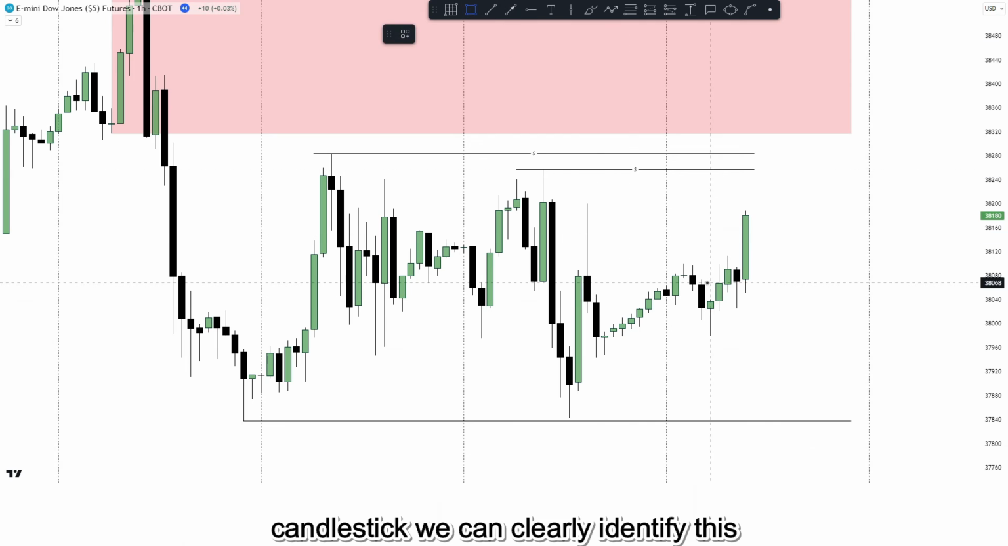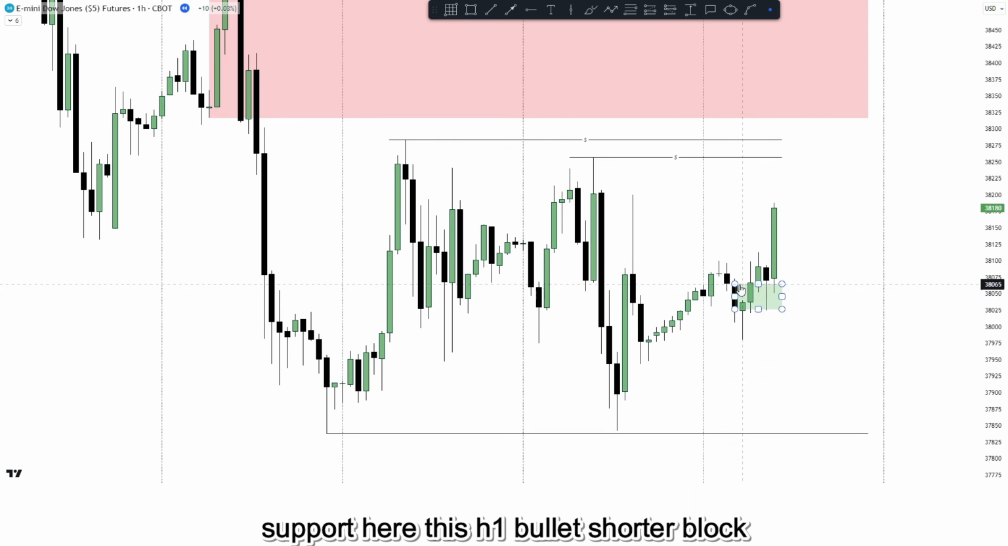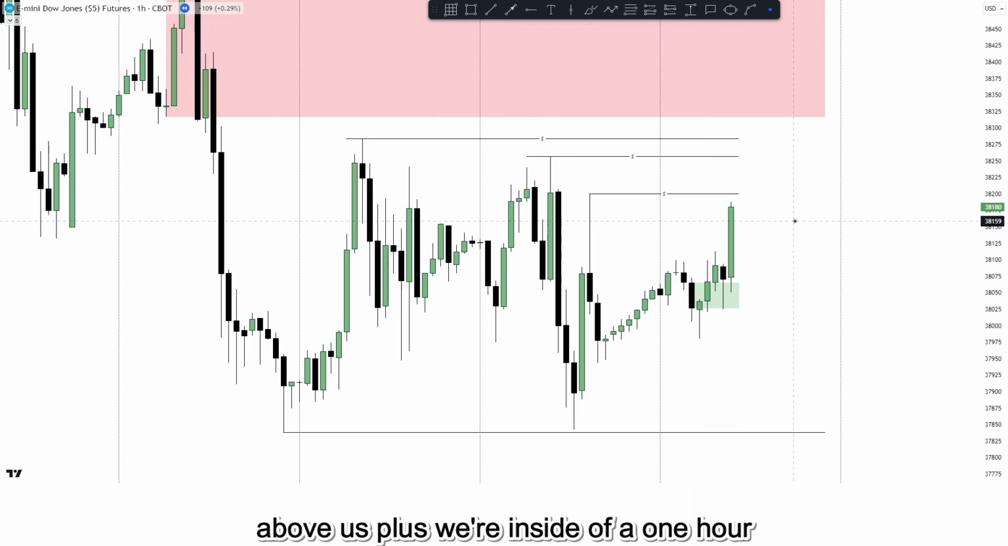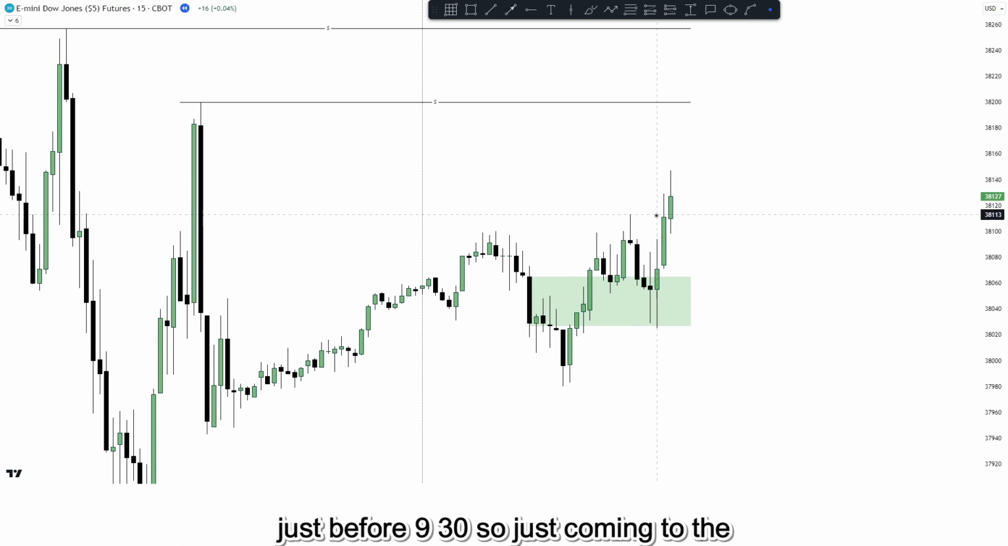Coming down to the H1 candlestick, we can clearly identify this bullish order block. So boom, a strong level of support here at this H1 bullish order block, as well as we do have liquidity pools right above us. Plus we're inside of a 1 hour support level. This gives me all the reason coming into the marketplace to then anticipate long. So coming down into the marketplace here just before 9:30.